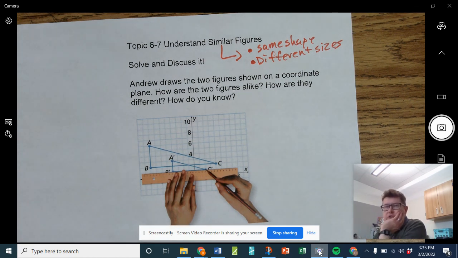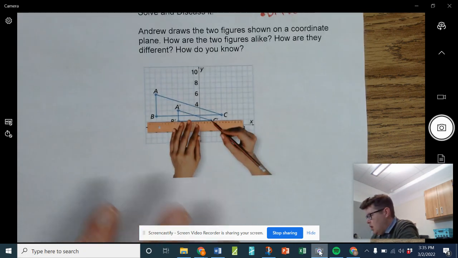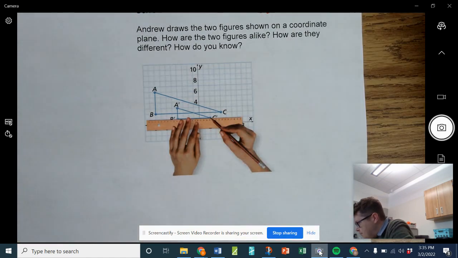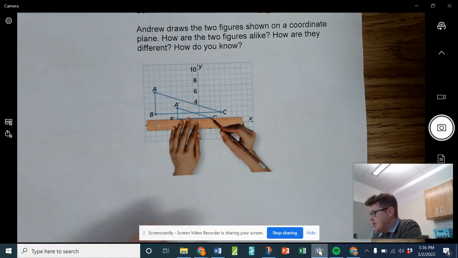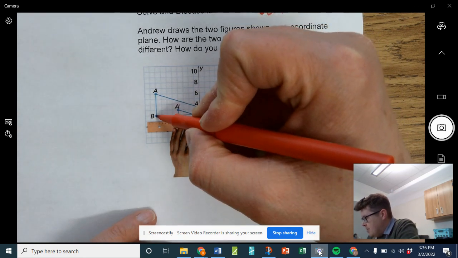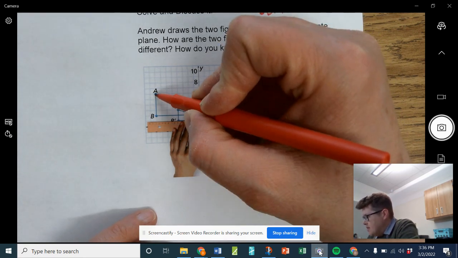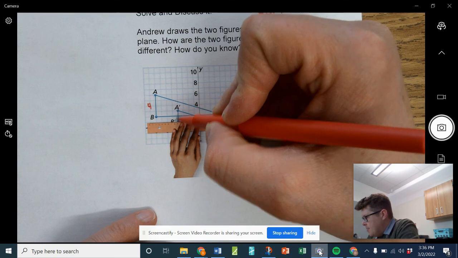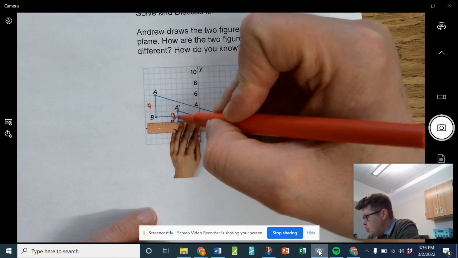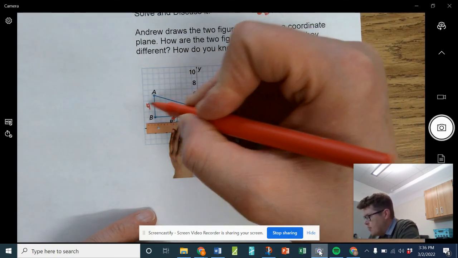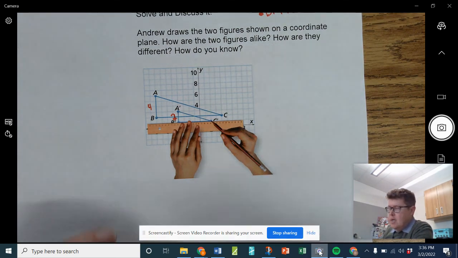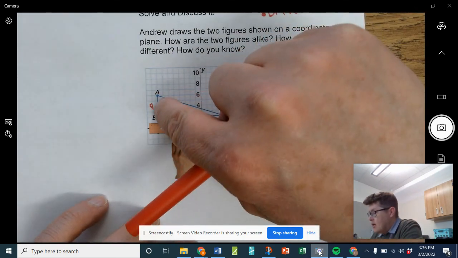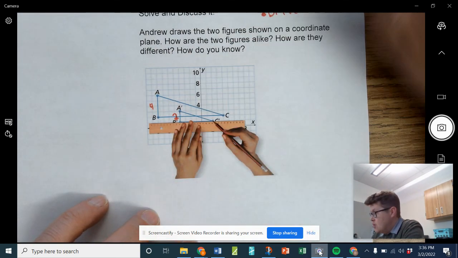So Andrew draws the two figures shown on the coordinate plane. How are the two figures alike? How are they different? How do you know? Well, we have this on a grid, so it's very easy to actually measure this kind of stuff, right? We've got A going to B, and that's 4 this way. Then A prime to B prime is actually 2, so that's good, right? We can see that those are in proportion, right? Because you could take 4 and multiply it by 1/2 to get to 2, right?